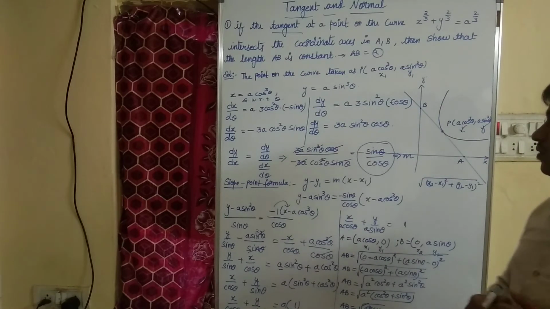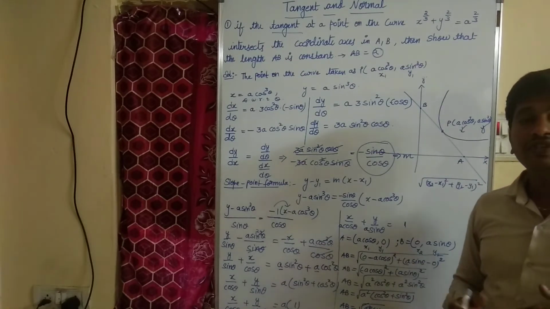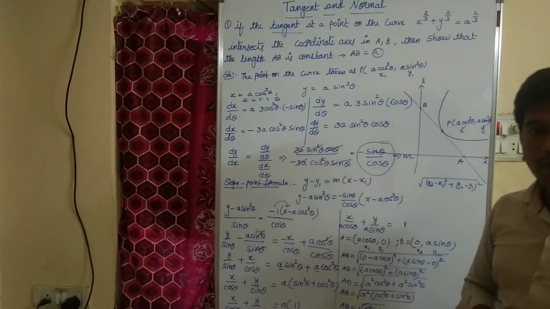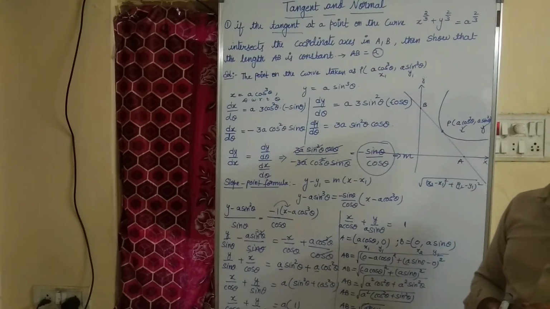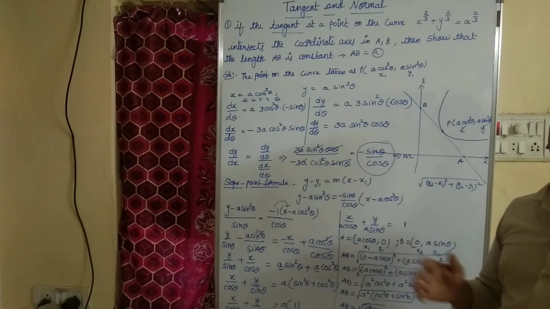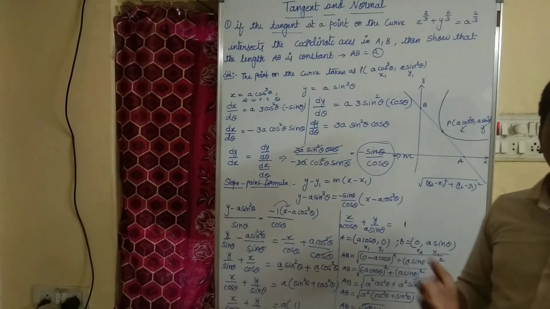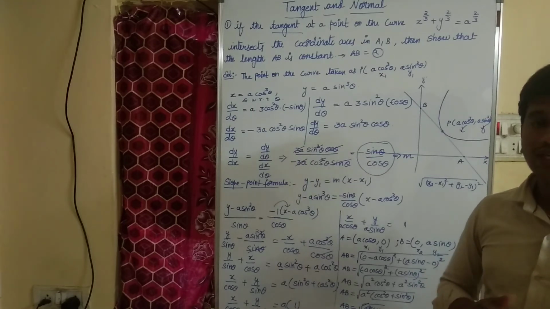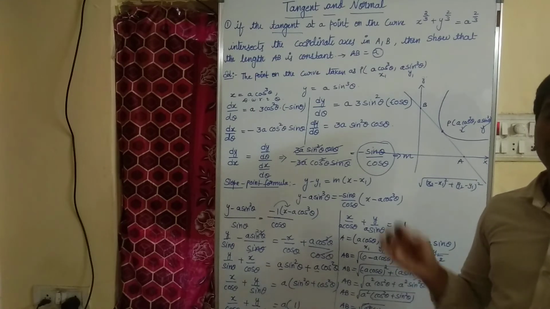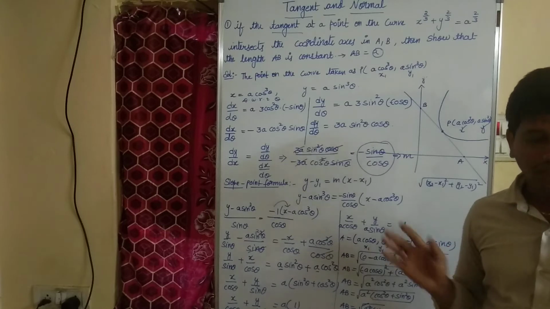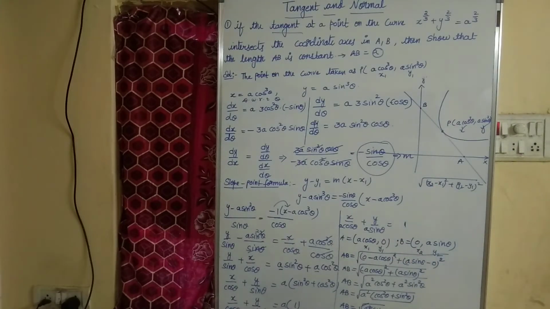Children, don't feel that this is a big problem, it is an easy problem once you understand the concept. Because it carries 7 marks, students will think that length of tangent and normal is the toughest chapter, but that is completely wrong. Practice, you will get it easily. Okay children, this is our problem number 1.